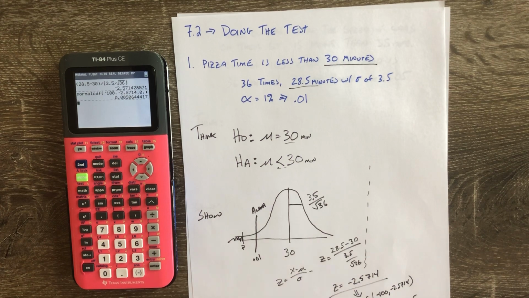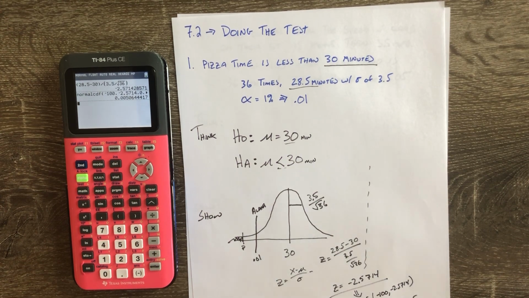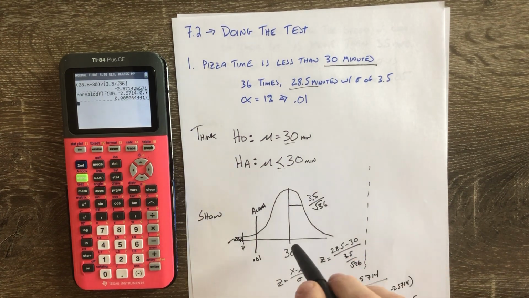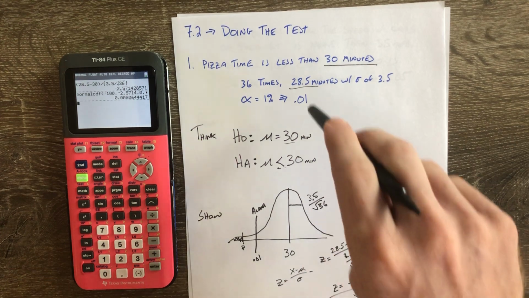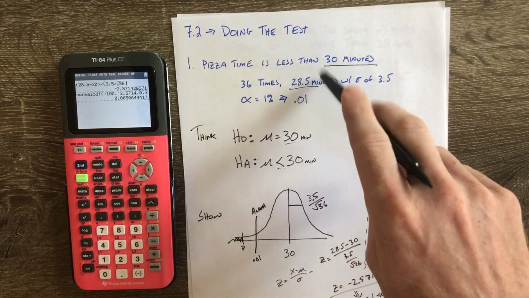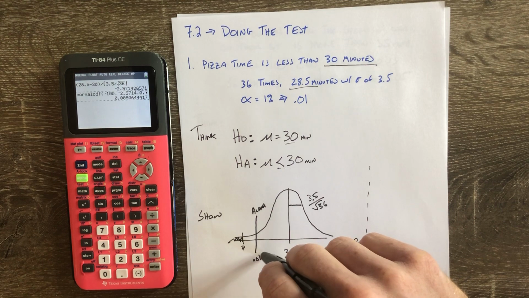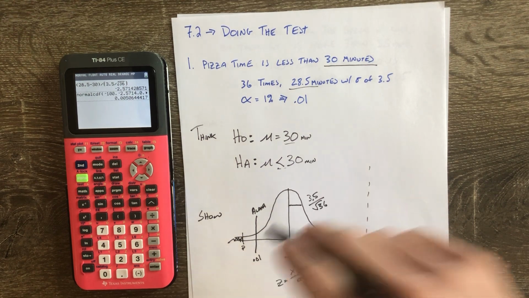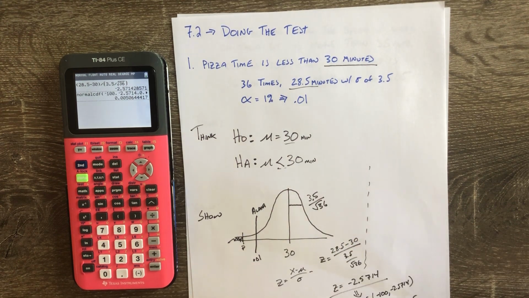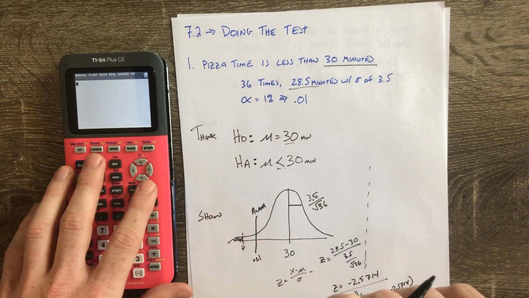Cool. So again, we just said, okay, how far away from 30 is 28.5, right? It's pretty far. It'll happen less than 1% of the time. It'll happen 0.005 of the time. So we're going to go ahead and reject.